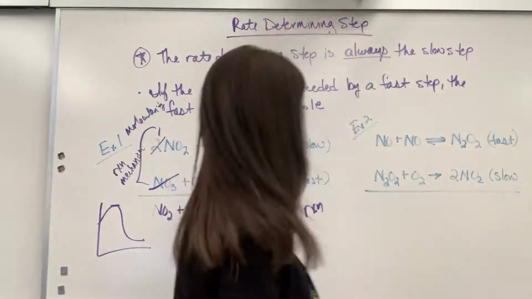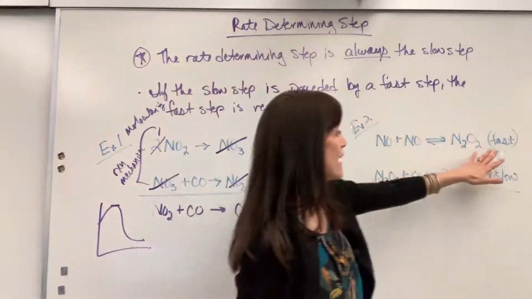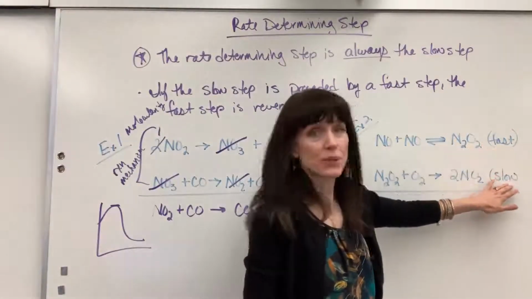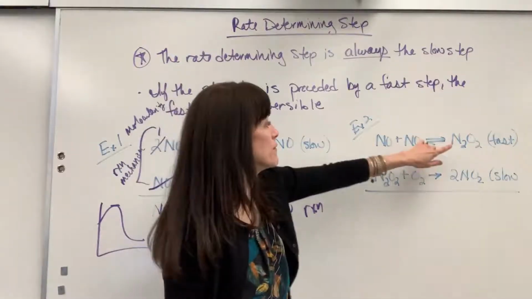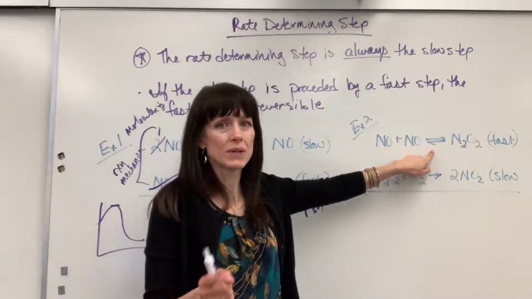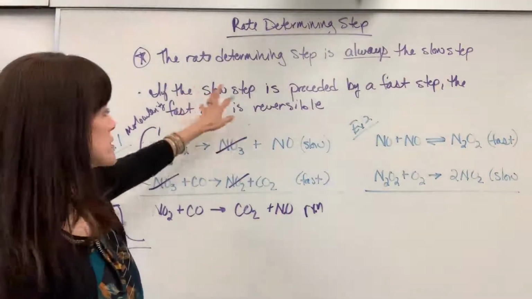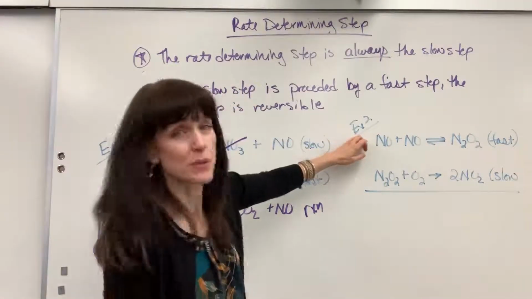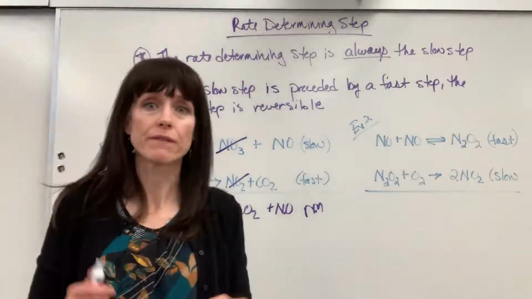Second example. Okay, so notice now I have the fast step first, and then it's preceded by the slow step. Now when that happens, the fast step will be in equilibrium. It will reverse on itself. And I put this note right here. If the slow step is preceded by the fast step, so the fast step is before the slow step, then the fast step is reversible.